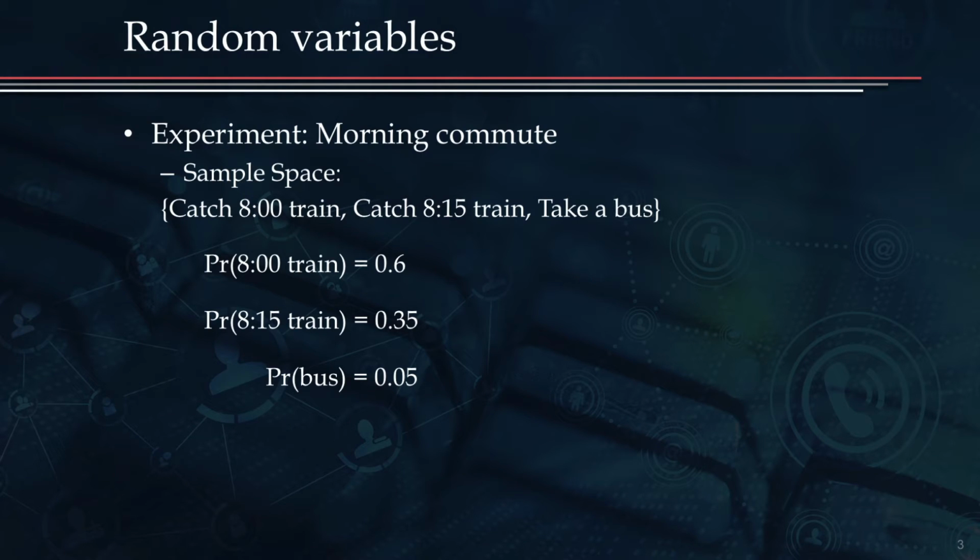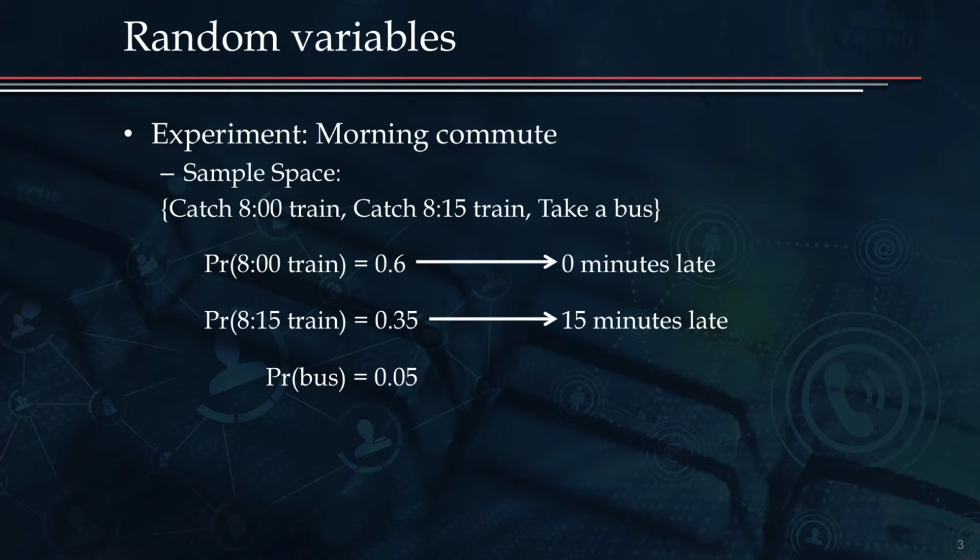But presumably there's some greater reason that you're interested in this experiment. Let's say that you care about being on time to work. And so we can associate a number with each of these outcomes. Let's say that you were 0 minutes late if you catch the 8 o'clock train, but if you catch the 8:15 train, then you're 15 minutes late to work. And if you have to take the bus, then you're 30 minutes late. Now this is perhaps why you care about the experiment. And this motivates the concept of random variables.